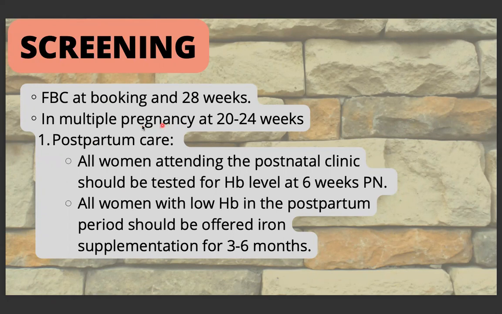In multiple pregnancy, in a twin, it's very important to also measure the level of hemoglobin with CBC at 20 to 24 weeks. So for any pregnant women, a full blood count will be done at booking, 28 and 36; according to RCOG it is booking and 28, according to MOH booking, 28, 36. But it's very important in a twin to repeat the CBC at 20 to 24 weeks. You can do it also with OGTT if the patient is not diabetic.